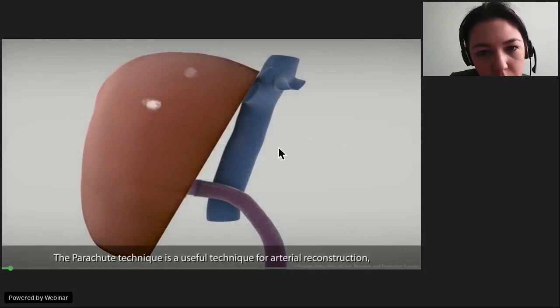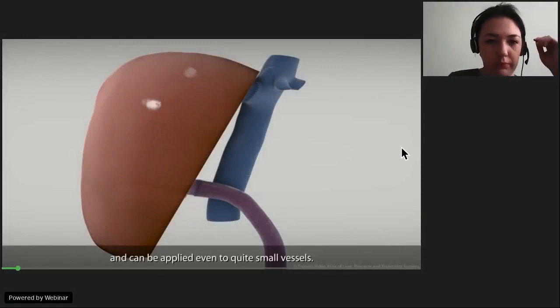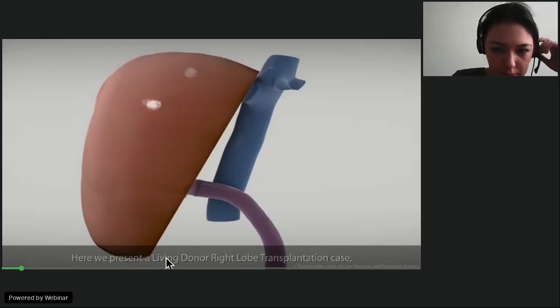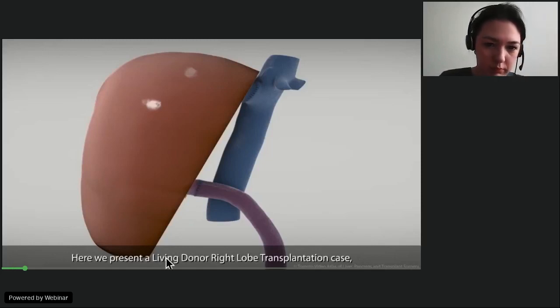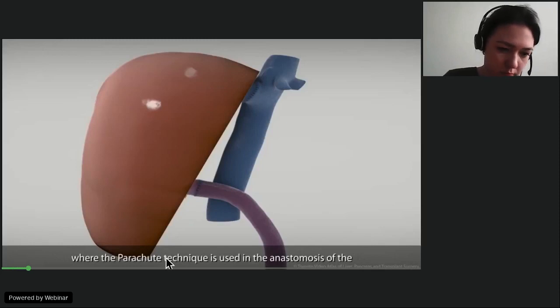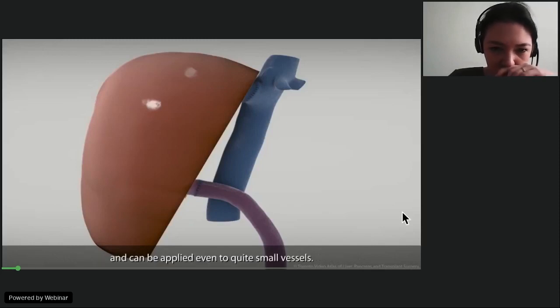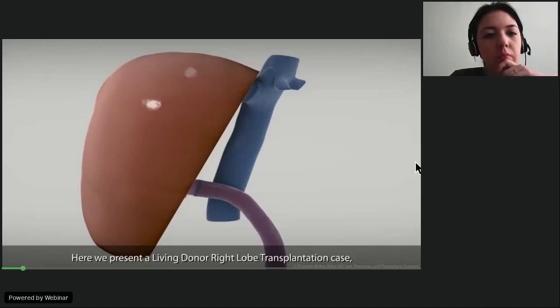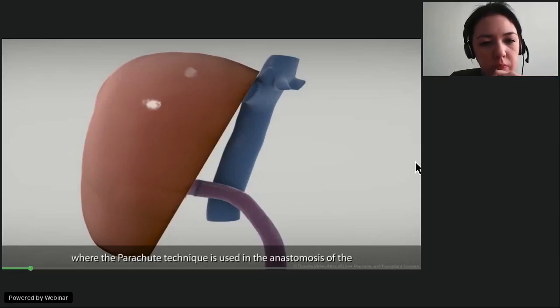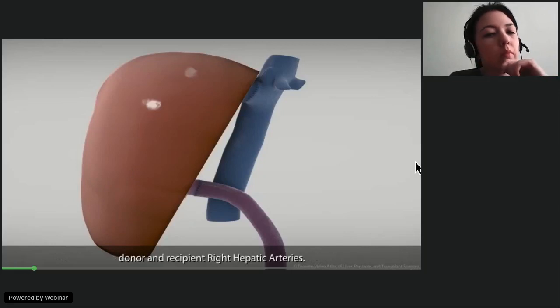The parachute technique is a useful technique for arterial reconstruction and can be applied even to quite small vessels. Here, we present a living donor right lobe transplantation case where the parachute technique is used in the anastomosis of the donor and recipient right hepatic arteries.